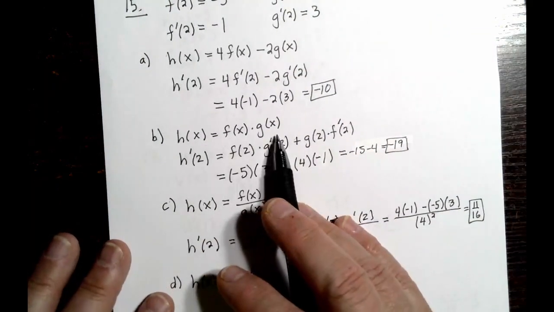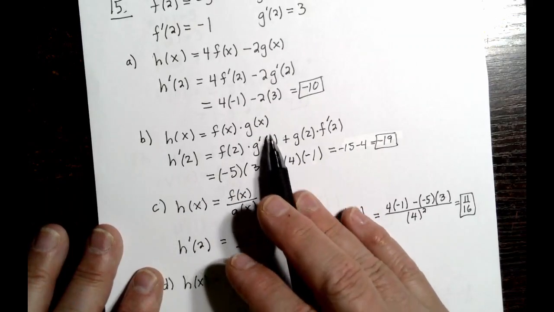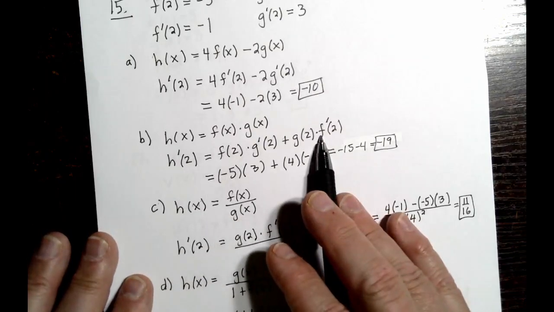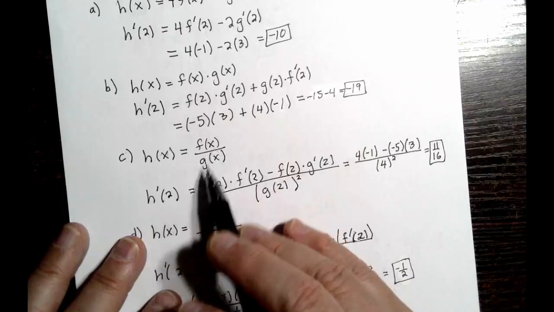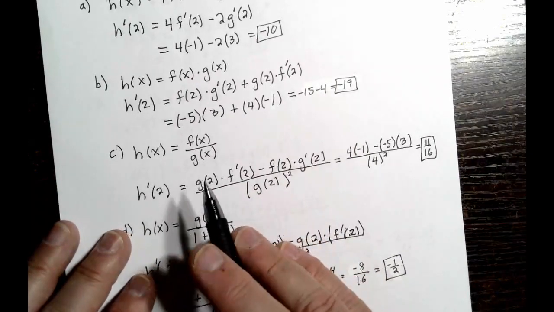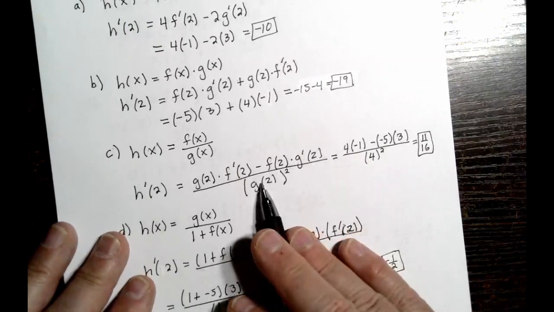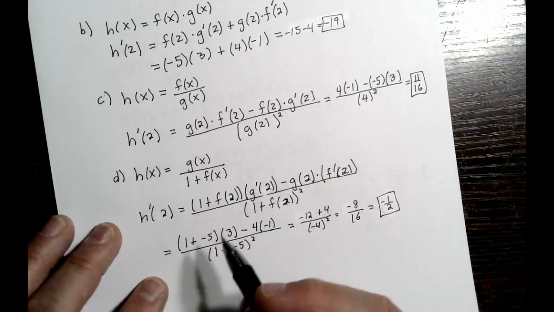They gave you this guy and they ask you to find the derivative, so it's the first guy derivative of the second plus the second guy derivative of the first, and they want to plug in at 2, so you plug in all these different values at 2. And then for h, it's f over g, so it's the bottom derivative of the top minus the top derivative of the bottom over the bottom squared, and it's all at 2, and so you plug in your values there.